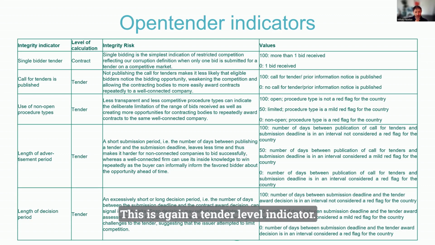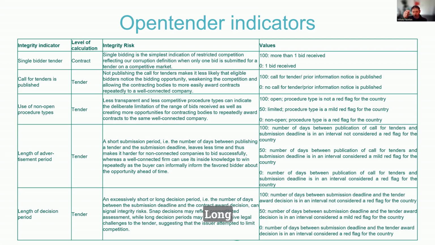This is again a tender level indicator. Advertisement period line, this is something we discussed quite a bit in the previous module. Here, very short advertisement periods are something which is low integrity. Long advertisement periods tend to be higher integrity.